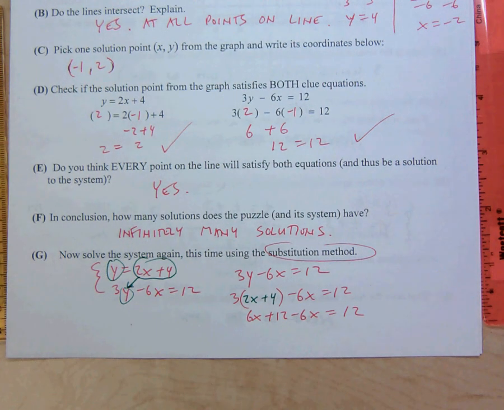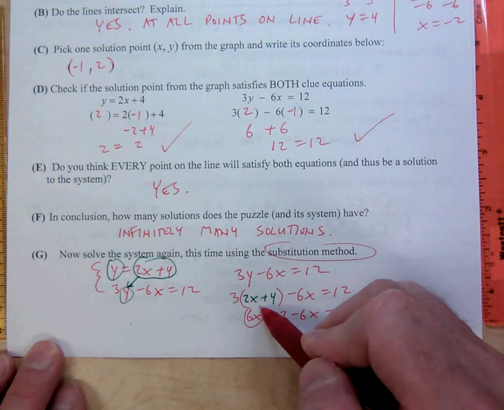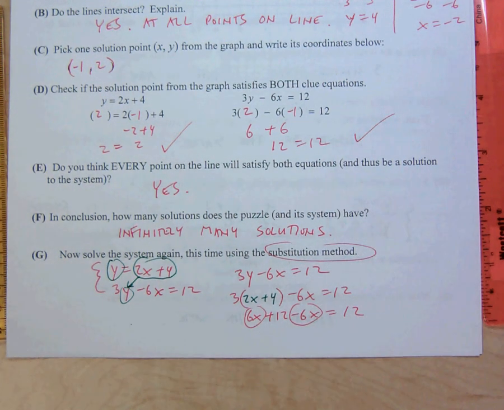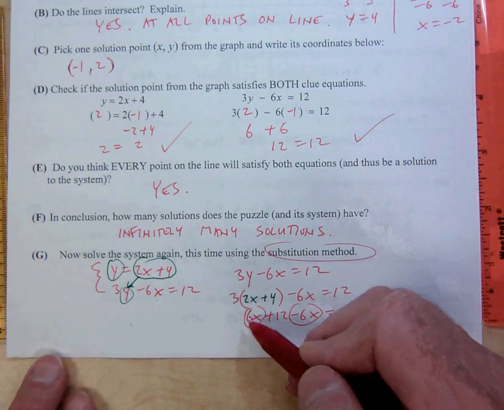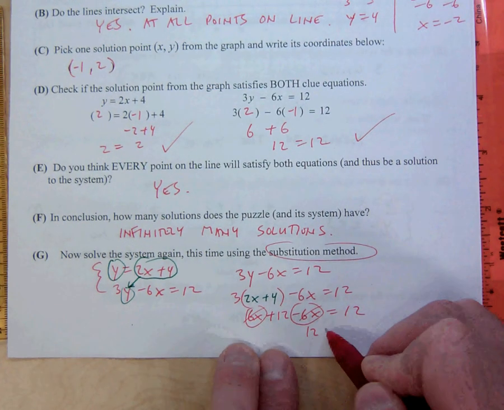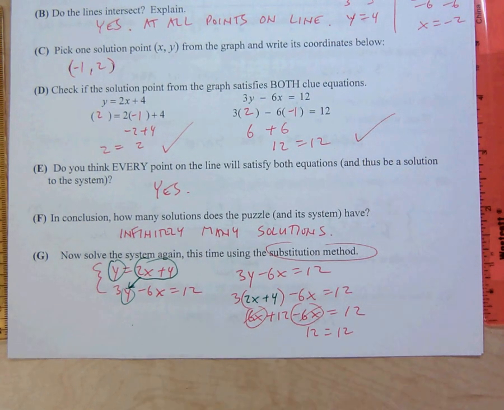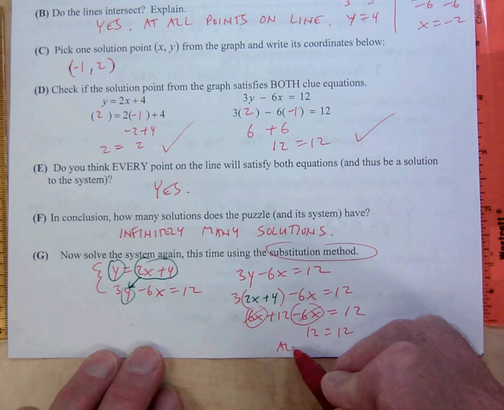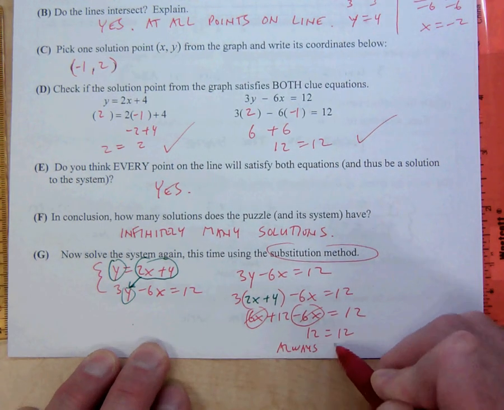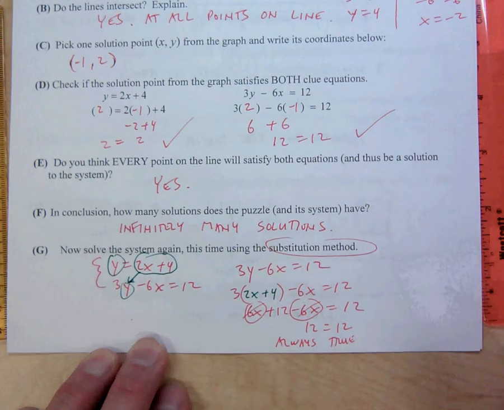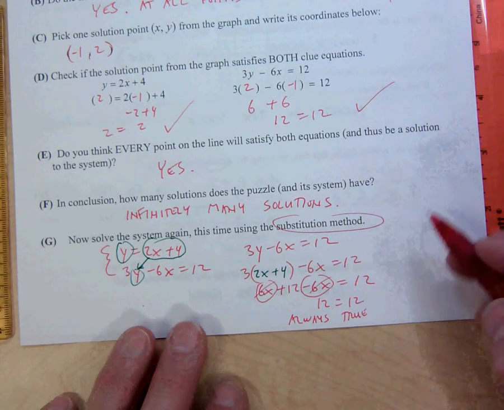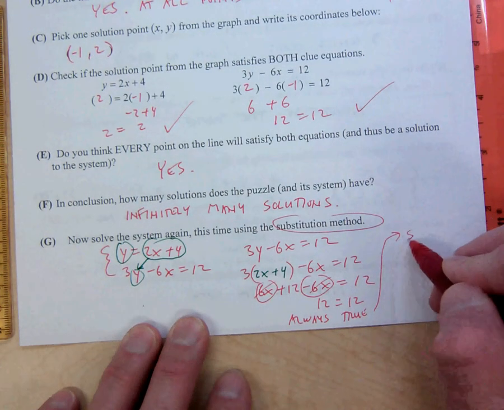Now those x's are on the same side, so should I combine them? What do those combine into? 0. Don't they cancel out? Okay, now this time x canceled out, but I ended up with a statement like that, which is always true, isn't it? Isn't 12 always equal to 12? And so what does that tell you about the system?